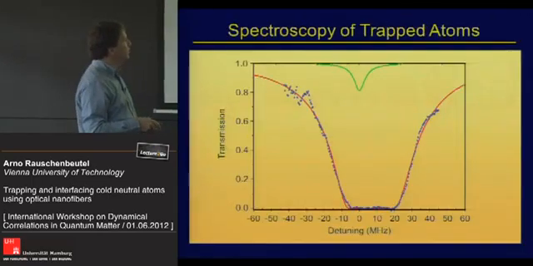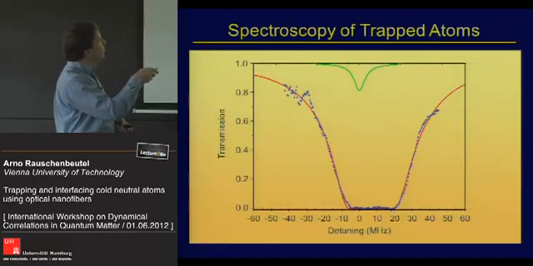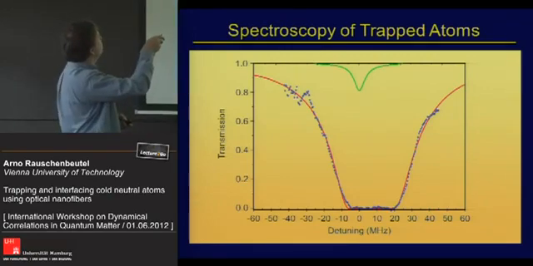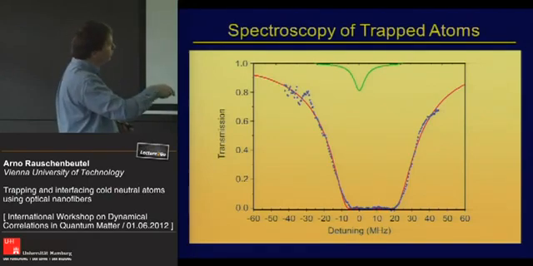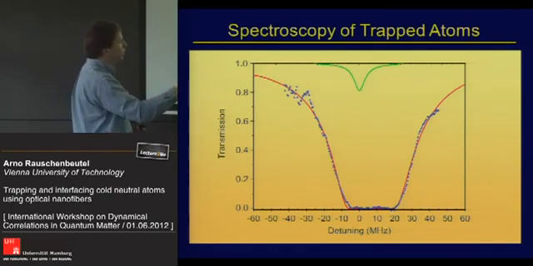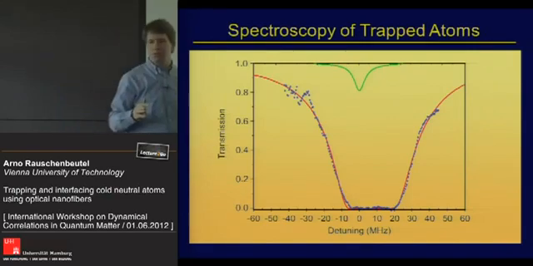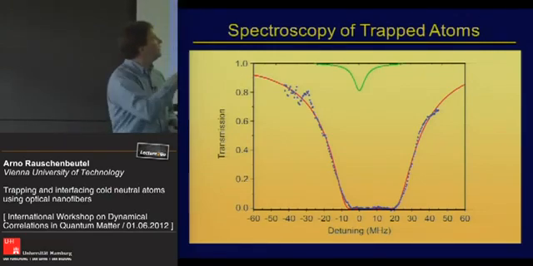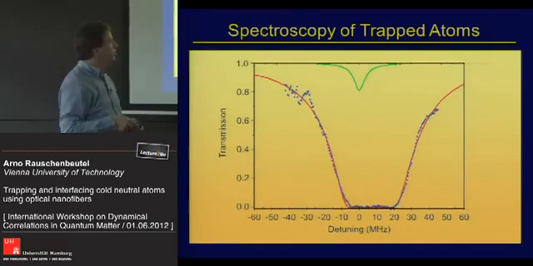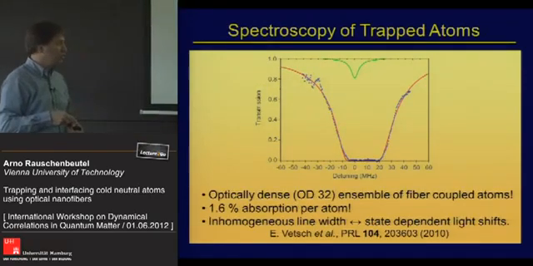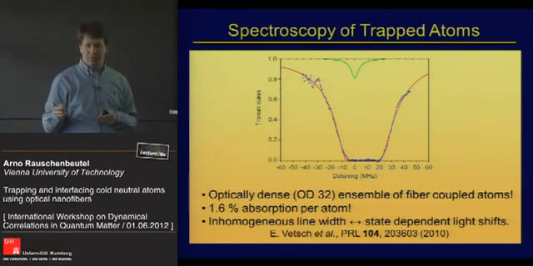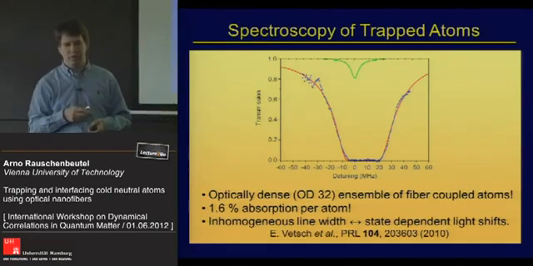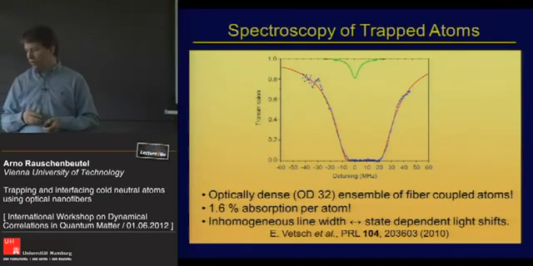And if you do this, then you see that these 2,000 atoms actually yield a totally optically dense ensemble of atoms. So here you see the transmission through the fiber as a function of the tuning of the probe laser, and you see that over several 10 megahertz there's just no transmission at all because it's just optically dense. And you can compute the optical density just by fitting the data here, and what you find is that we have an optical depth of about 32, so e to the minus 32 transmission through the fiber, which means that we have about 1.6% absorption per atom. Okay, so this is really a good number for a single atom.